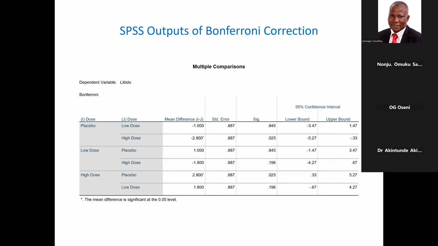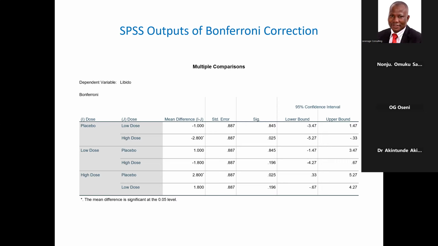So when you say placebo and low dose, you are looking at the difference between 2.2 and 3.2. It will be -1, because this first one is negative, as you are removing low dose from placebo. You are removing 3.2 from 2.2. It gives you -1. Where you say low dose and placebo, you are removing 2.2 from 3.2, it will give you 1. So it depends on which one. You see, 3 minus 2 is 1. 2 minus 3 is -1. So it's the same thing.